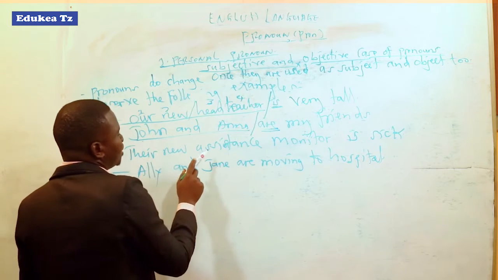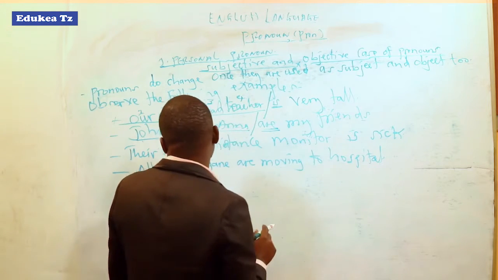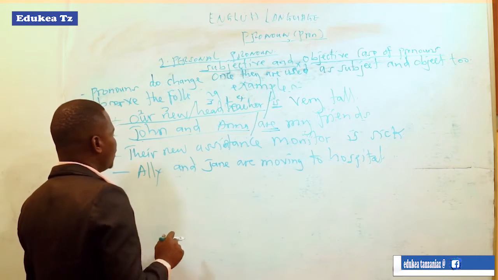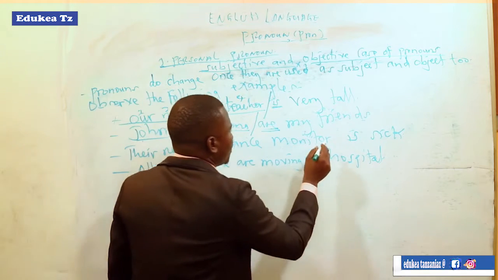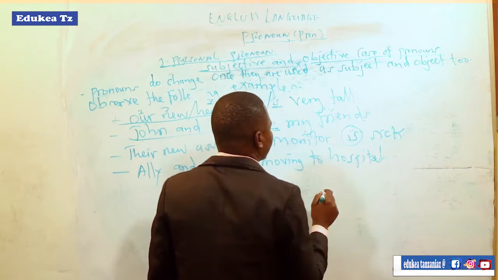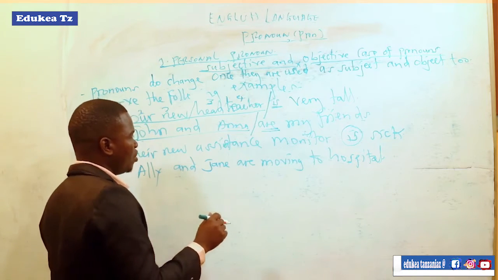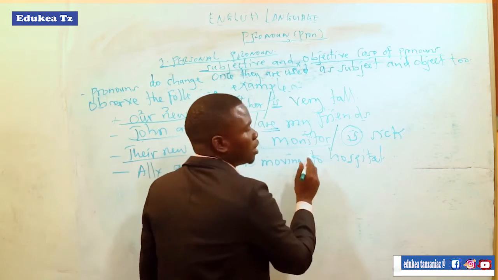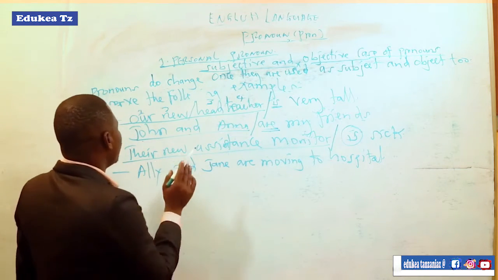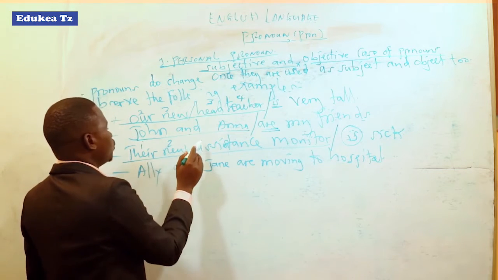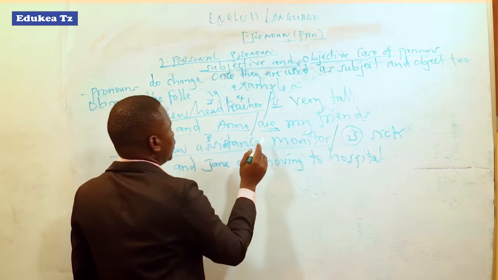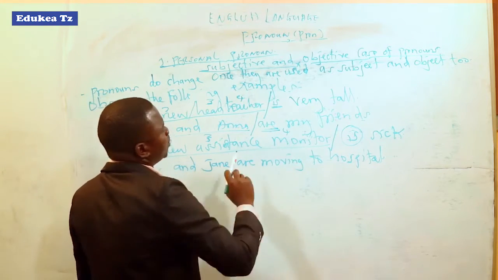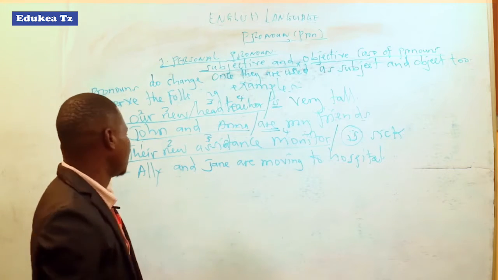Again, their new assistant monitor is sick. Here we may observe that our verb is this auxiliary "is", the be verb. So before this auxiliary, the whole set of words are the subject. We may count these: 1, 2, 3, 4. So the same four words, but all these words belong to the subject.